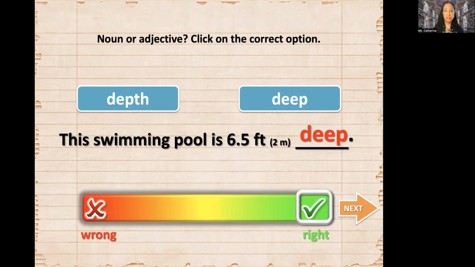So let's just practice this word, which is the noun, depth. Let's repeat, depth. So a good sentence would be here using depth, the noun. What is the depth of the swimming pool? Remember, if there's of, then you know that's going to be your prepositional phrase, okay?